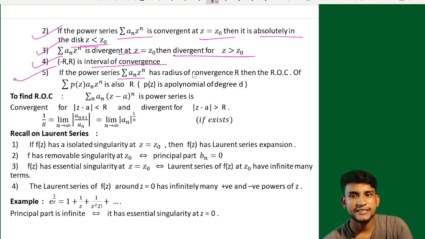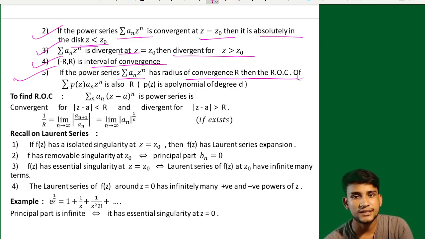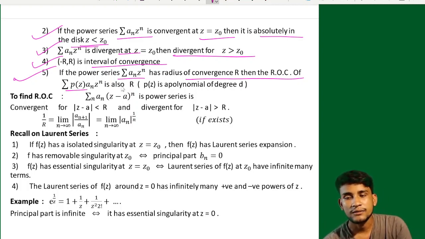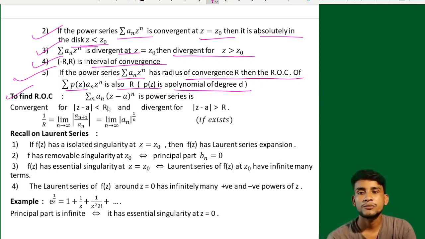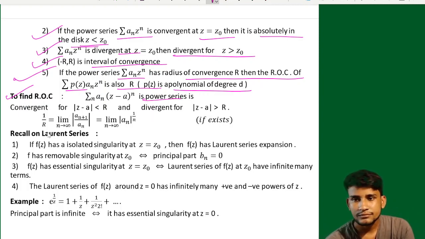If the power series summation a_n z power n has radius of convergence r, then the radius of convergence of P(z) times summation a_n z power n is also r, where P(z) is a polynomial of degree d. To find the radius of convergence of the series, r equals the limit as n tends to infinity; this is the ratio test and this is the root test, if the limit exists.